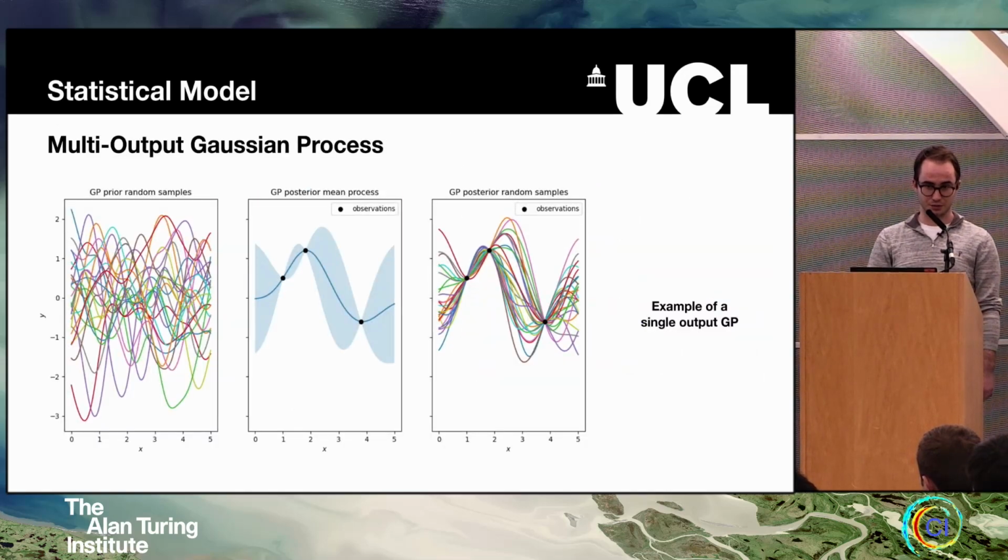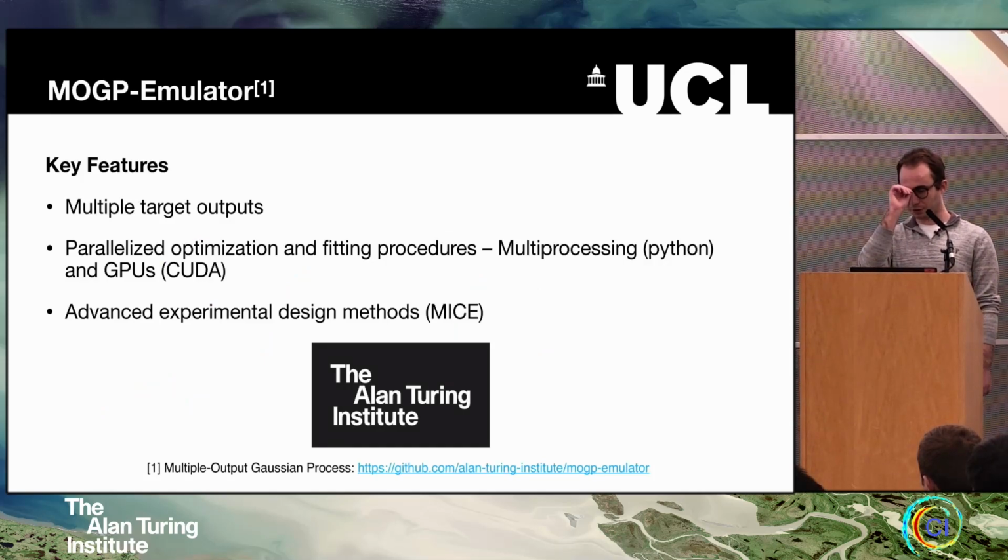So the model that we're going to use to learn this relationship is a Gaussian process model. 15 minutes is not long enough to introduce Gaussian process models. Suffice to say that we're able to predict the mean relatively well, and Gaussian process models also provide uncertainty estimates, which we use later on. What I will say, however, is that we use the MOGP emulator by the Alan Turing Institute, because it has some really nice parallelized optimization procedures that allow us to effectively fit lots of Gaussian processes all at the same time relatively efficiently.